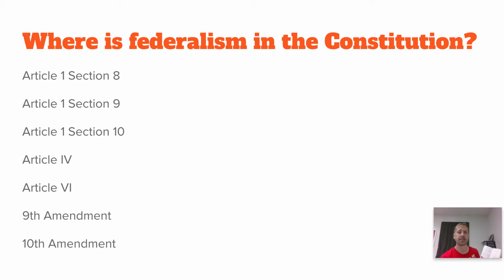Here's the biggie, the 10th Amendment. It says the powers not delegated to the United States by the Constitution nor prohibited by it to the states are reserved to the states respectively. This is where we get reserved powers. Reserved powers, 10th Amendment. Anything that's not listed in this Constitution as a federal government power is a state power. So I say it again. Anything not mentioned in this Constitution as a federal power and not prohibited to the states is a state power. So the 10th Amendment is reserved powers. So this is where we can find federalism in the Constitution.